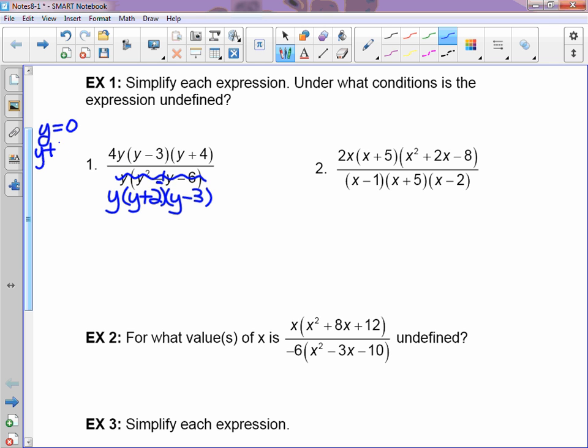I take each one of those factors and set them equal to 0 and solve. We've done that before, so that's not a stretch. Some of you will still look at it and say, oh, it's 0, negative 2, and 3. That's where it's undefined.